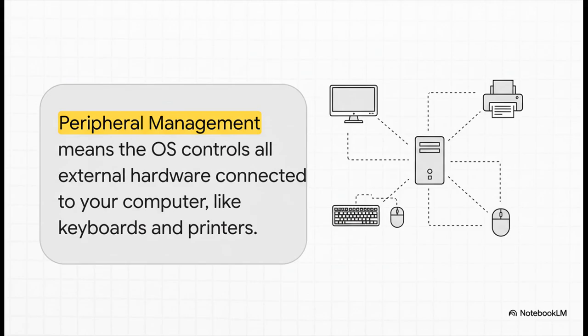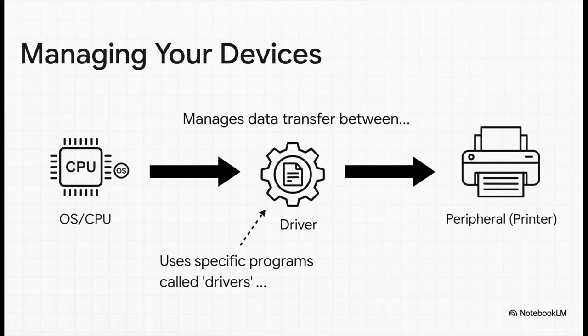So the OS is handling all your software. But what about the hardware? All the stuff you plug in? Well, that brings us to function number 3, peripheral management. And peripheral is just a fancy word for any device connected to your computer. Keyboard, mouse, printer, you name it. The OS is in charge of all of them. Yep, the OS is like a traffic cop, managing all the data flowing between the processor and your devices.